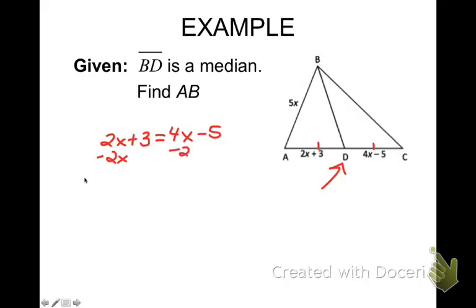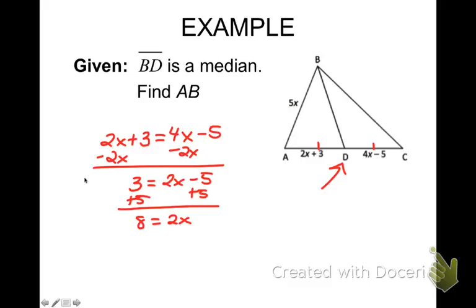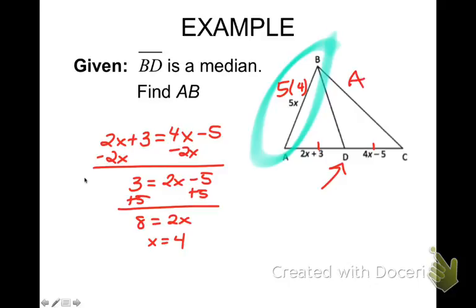Subtracting 2x from both sides gets us 3 equals 2x minus 5. Add 5. 8 equals 2x. So x is equal to 4. I'm not done. It's asking us for AB's length, which is going to be 5 times 4. So AB is equal to 20.